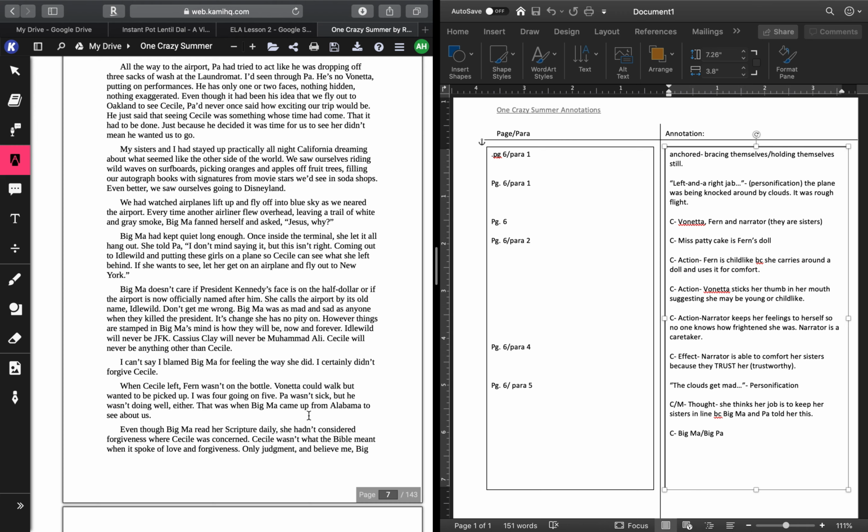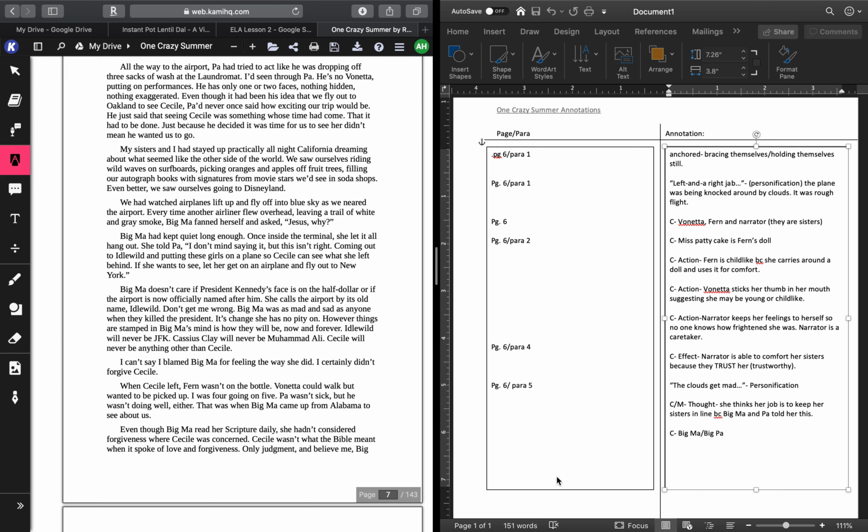All the way to the airport, Pa had tried to act like he was dropping off 3 sacks of wash at the laundromat. I'd seen through Pa. He's no Vonetta putting on performances. He has only 1 or 2 faces, nothing hidden, nothing exaggerated. Even though it had been his idea that we fly out to Oakland to see Cecile, Pa never once said how exciting our trip would be. He just said that seeing Cecile was something whose time had come, that it had to be done. Just because he decided it was time for us to see her didn't mean he wanted us to go.